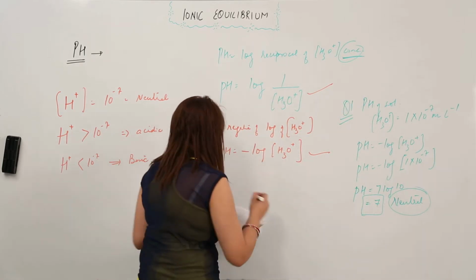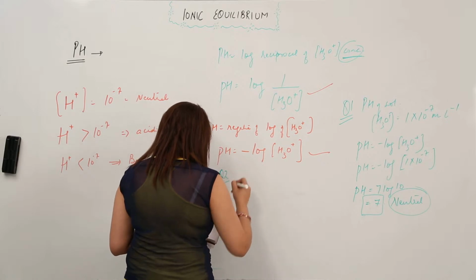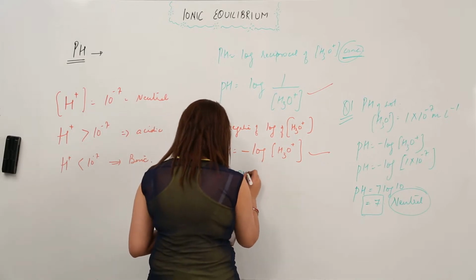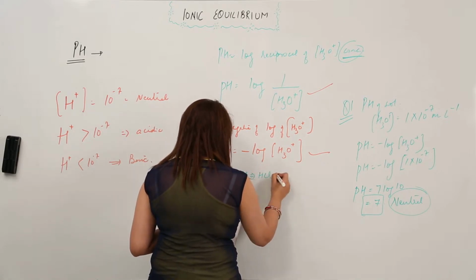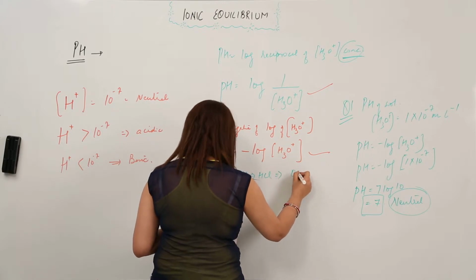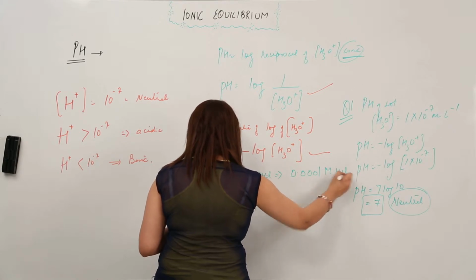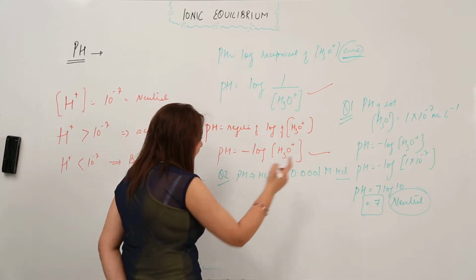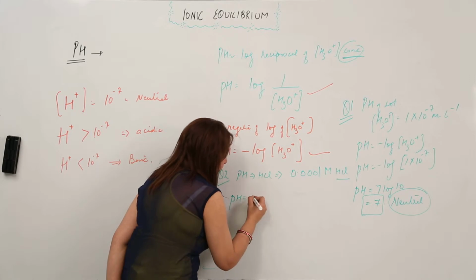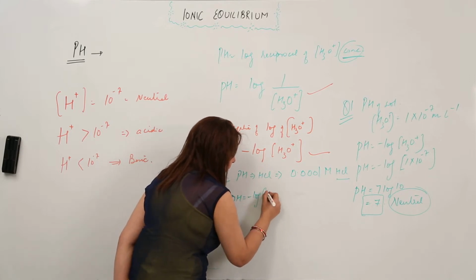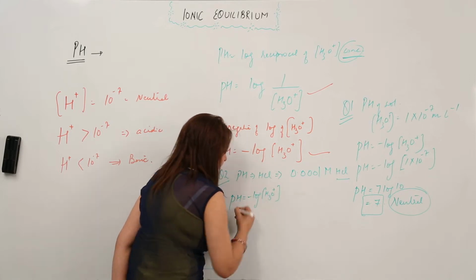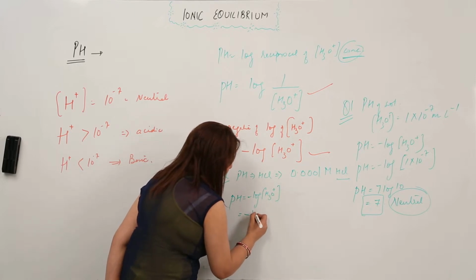And here is another example I'm putting up for you. Suppose I want to calculate the pH for an HCl solution whose concentration is given as 0.0001 molar HCl solution, right? So how am I going to solve for it? Again, I'm writing the formula for it. pH is equal to minus log hydronium ion concentration. Putting this value, I have minus log.